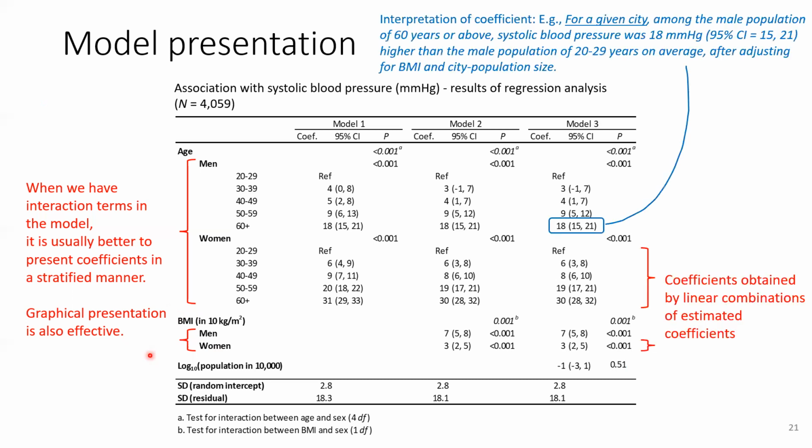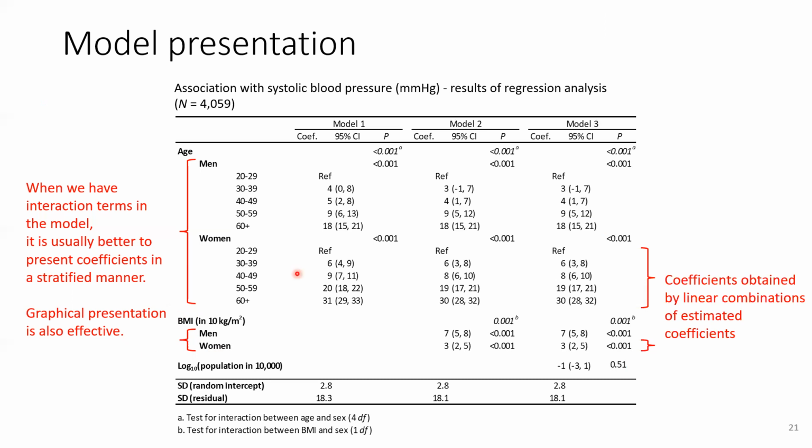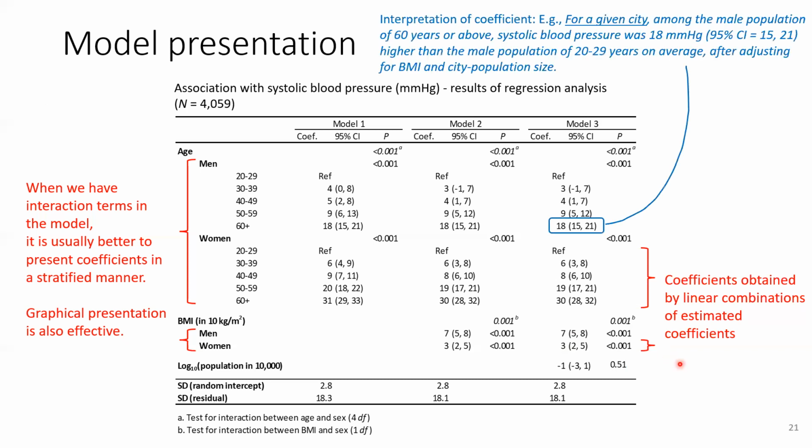Oh, and then this coefficient for women, well, men was the reference group for sex. And these values for women were given by these values and this value for sex. So these coefficients were obtained by a linear combination of estimated coefficients.